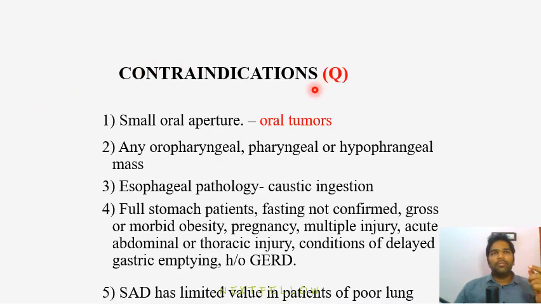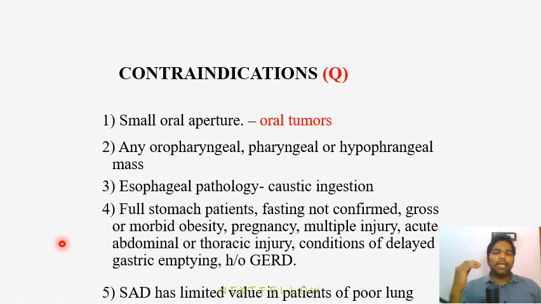Contraindications. We need to go through the mouth, so if there is a tumor in the mouth or a small mouth opening, we cannot do it. Any oropharyngeal, pharyngeal or hypopharyngeal mass, esophageal pathology like caustic injury, and any patient who requires a definitive airway: a patient with a full stomach, an obese patient, a patient whose fasting status is not confirmed, and a pregnant patient. Pregnancy is considered a full stomach. That is why we intubate the pregnant patient and do not put an LMA. Also multiple injuries, acute abdominal injury, thoracic injury, conditions with delayed gastric emptying, history of GERD. In all these conditions LMA is contraindicated.